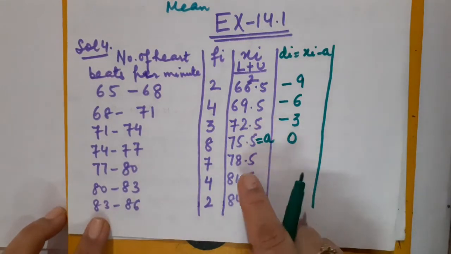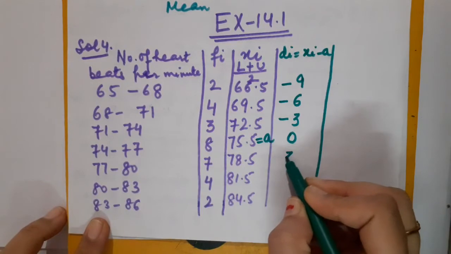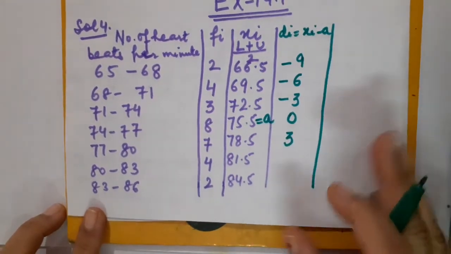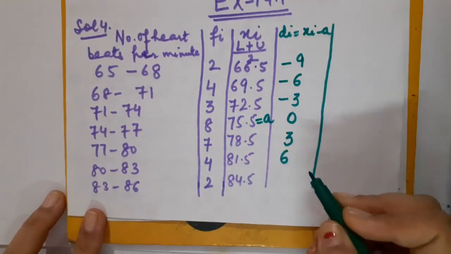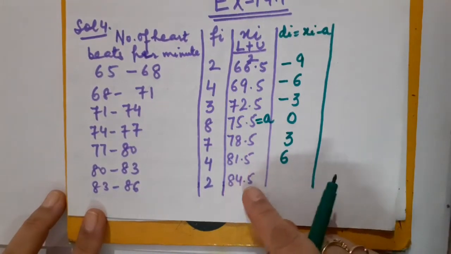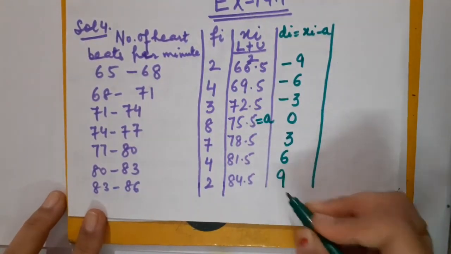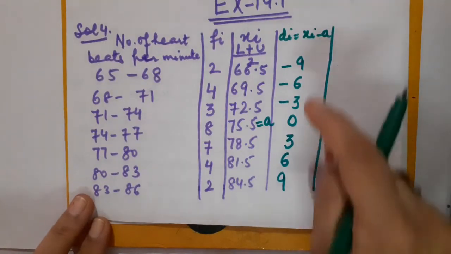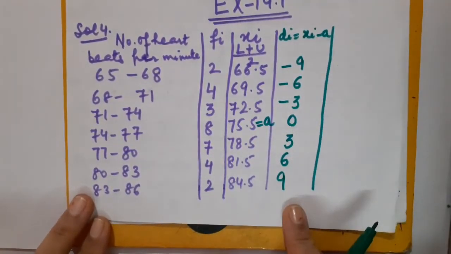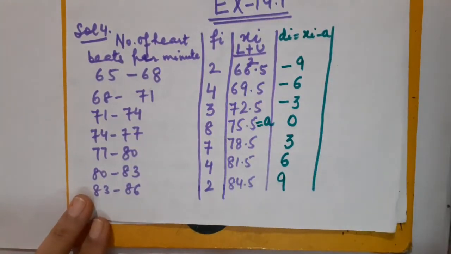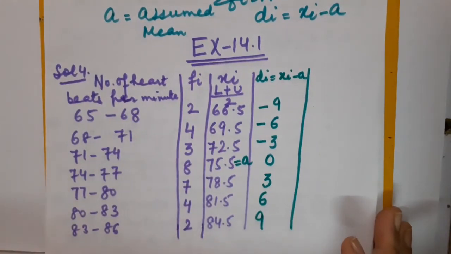Correct? Now 78.5, which is Xi minus A, will give you 3. Then 81.5 minus 75.5 will give you 6. After subtracting, 84.5 minus 75.5 will give you 9. Children, have you observed one thing? Whatever values you are going to get in negative, the same values you are going to get in positive as well. Correct? This is actually the way to check whether we are doing the right calculation or not.